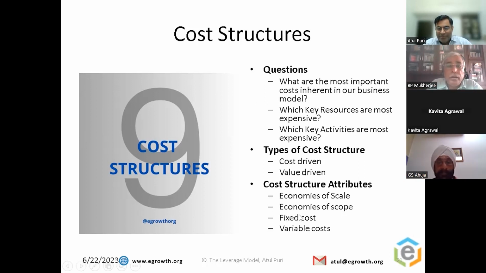Now, this is something which is Mr. Ahuja's forte, and he would be laughing from ear to ear. What is he talking about? I have been doing this since childhood, right, Ahuja sahab? Hello? Yeah, we can hear you. Ahuja ji, give us some more insights on the cost structures of a business.